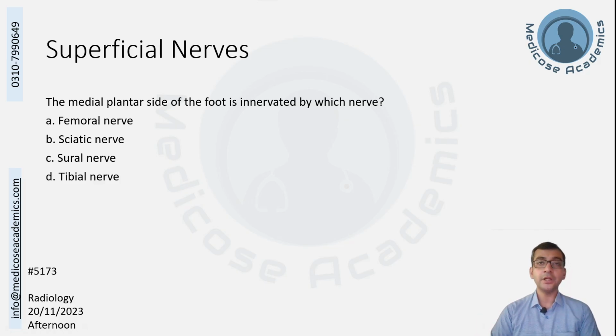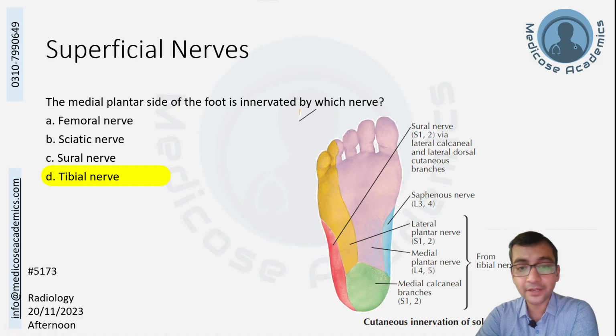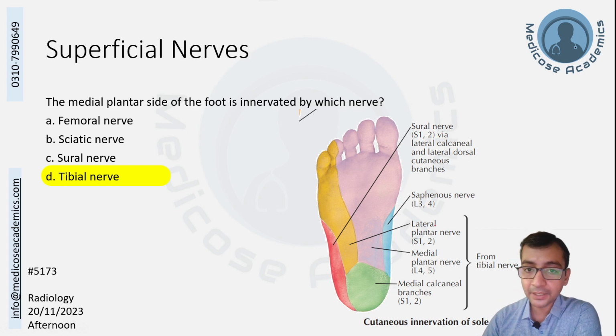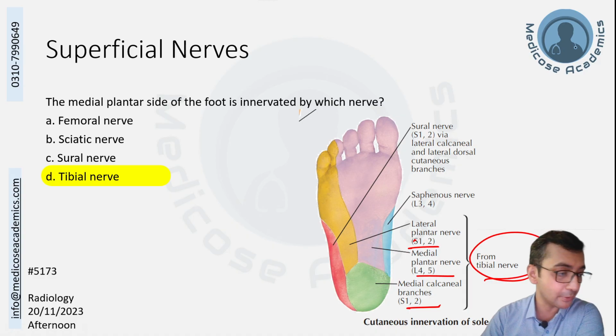If you see the sole of the foot, it is supplied by the medial plantar nerve and lateral plantar nerve. Both of these are branches of tibial nerve. So tibial nerve has given the medial plantar nerve and lateral plantar nerve, even medial calcaneal nerve. The whole of the sole of the foot is supplied by tibial nerve, and that will be your correct answer here.